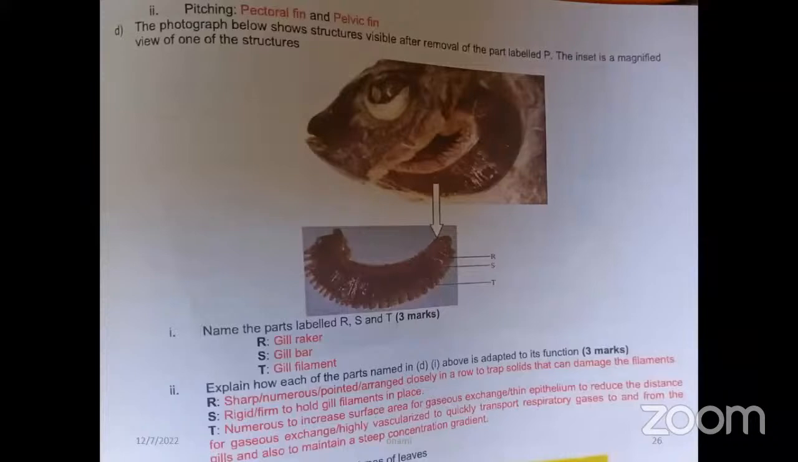You can talk about the teeth-like structure of the gill rakers. You can talk about the gill bar being hard, bony, for support. Talk about one adaptation of the gill filaments and you will score 3 marks. Or you can talk about the thin epithelium in the gill filaments, the numerous gill filaments, or the vascularization of the gill filaments and score all the marks there. So it will depend on how you will approach it.